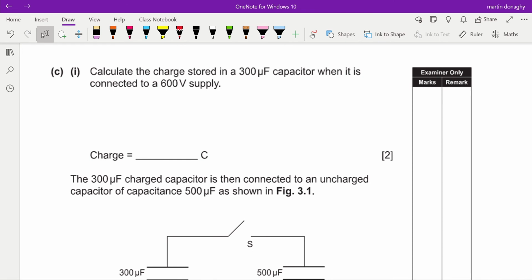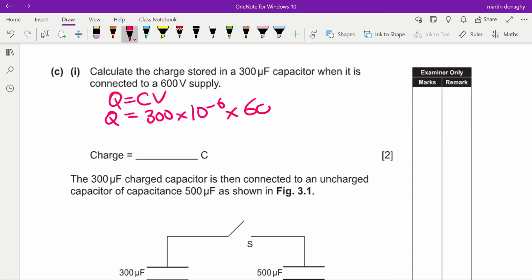Calculate the charge stored on a 300 microfarad capacitor when charged to a voltage of 600. So you do Q equals CV, you put in your values, Q equals C, which is 300, don't forget to multiply by 10 to the minus 6, multiplied by the voltage 600, gives you a charge of 1.8 by 10 to the minus 1 coulombs, or 0.18 coulombs. Okay.